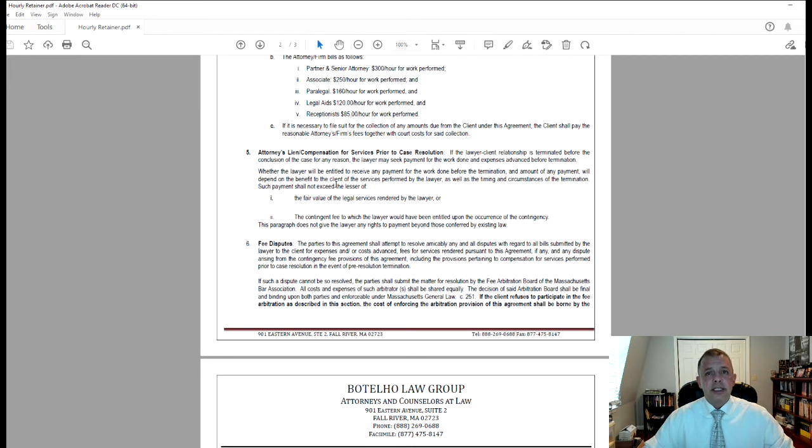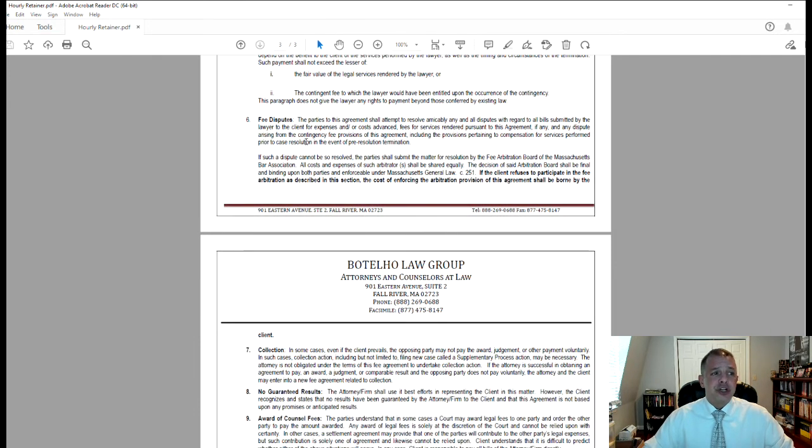This basically explains how we will move forward in collecting on the fees that were generated during us handling your particular case. The next section pertains to fee disputes. So both parties, the attorney, law firm, and client, agree that we will amicably attempt to address any conflicts or issues that arise pertaining to your hourly fee agreement or retainer. And if that does not occur, that we will send the case over to the Fee Arbitration Board of the Massachusetts Bar Association.